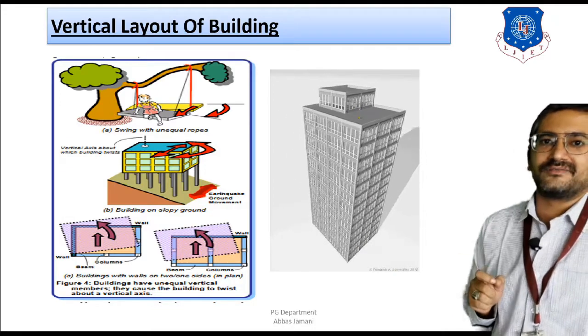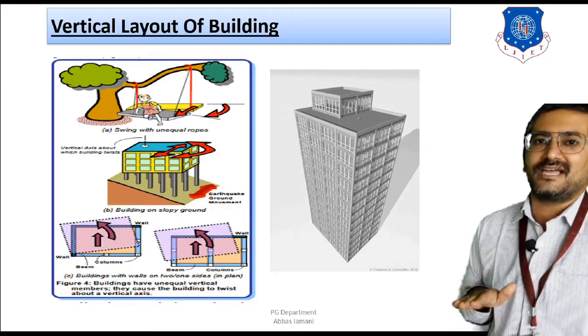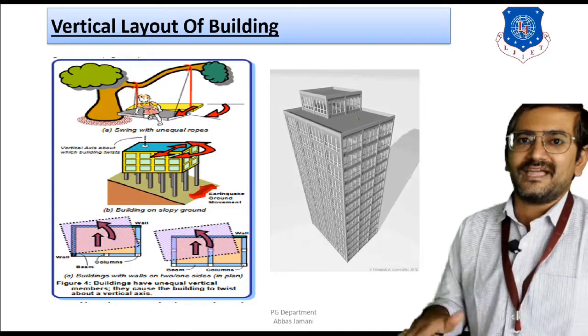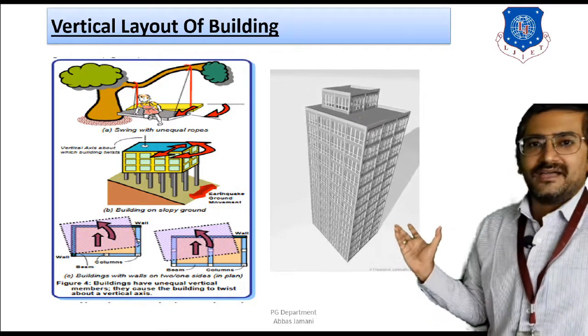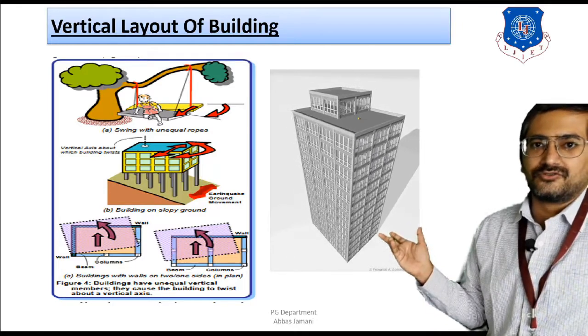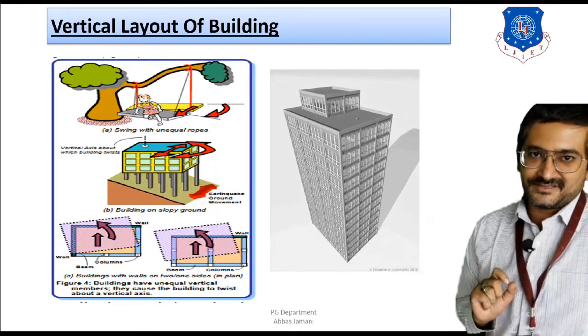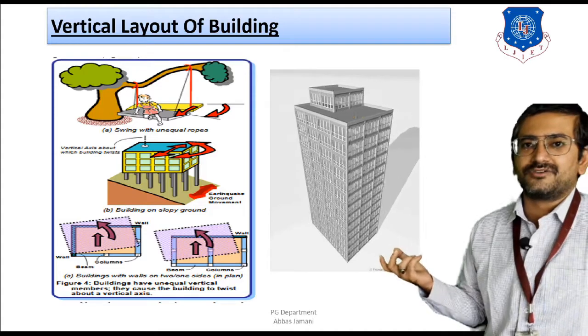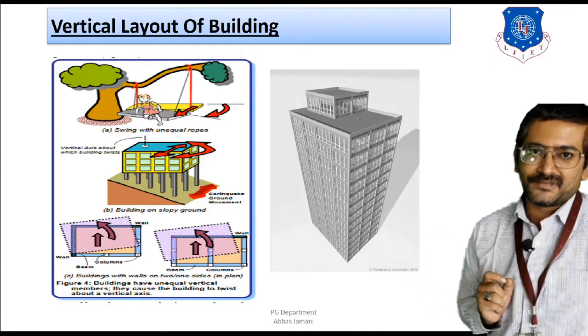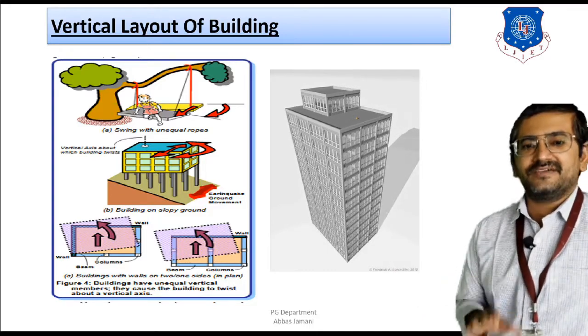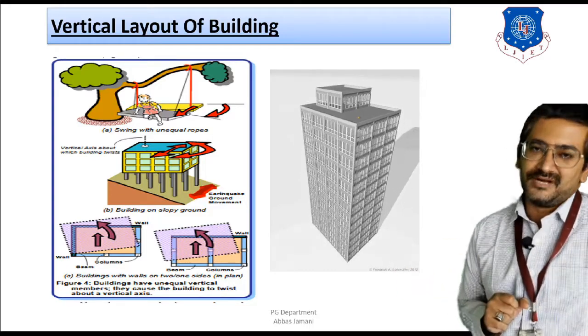So as a result of that, whenever the child is going to try and initiate the movement of the swing, the entire system of the rope swing is going to twist about the vertical axis. So the torsion will be initiated in the vertical axis of the system. The same kind of thing happens in the case of buildings also.